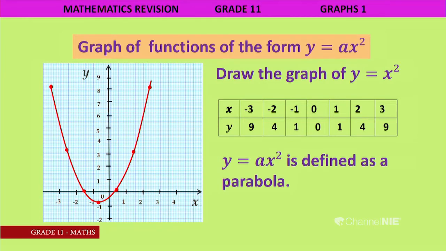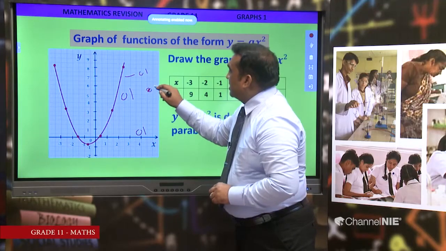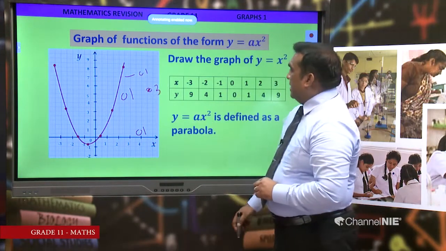Now smooth curve, this should be a smooth one. Smooth one means no width, right? Smooth curve, you will have one mark for the smooth curve. Naming axis, one mark. Drawing the graph, one mark. So usually 3 marks. Right?